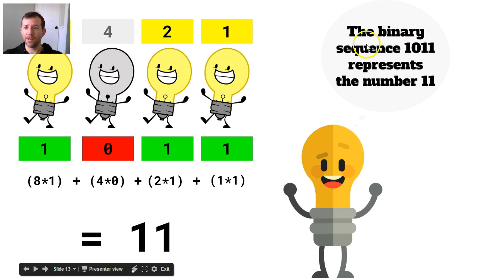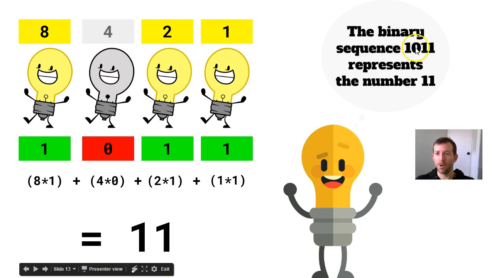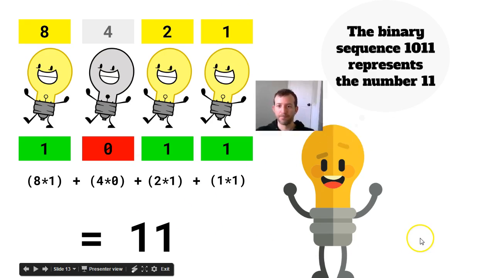Once again, the binary sequence 1, 0, 1, 1 represents the number 11 because when this bit is on, it gets its place value, 2 raised to the 3. If this bit is off, 0 times 4 gives you 0. If this bit is on, it gets its place value, 1 times 2 to the 1. If this bit is on, it gets its place value, 1 times 2 to the 0. When you add all those up, you get the number 11.